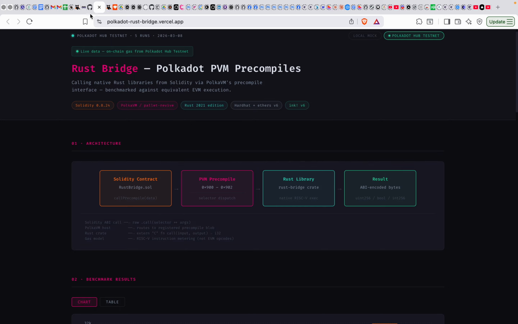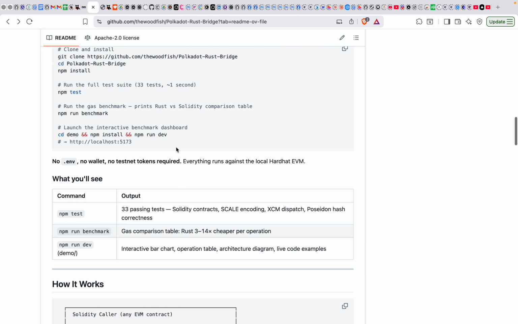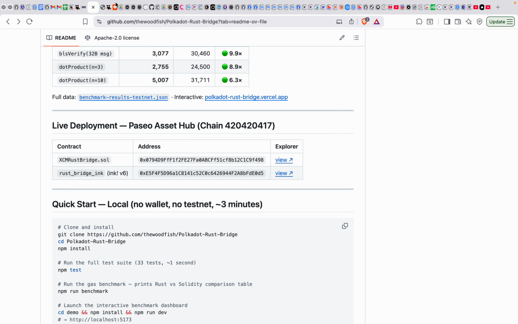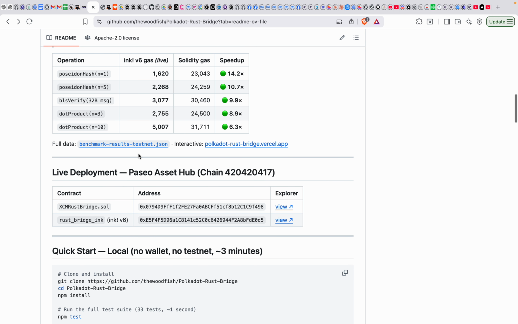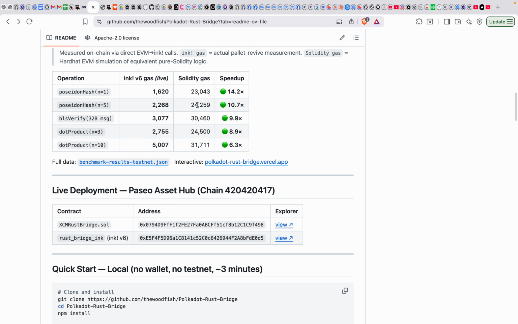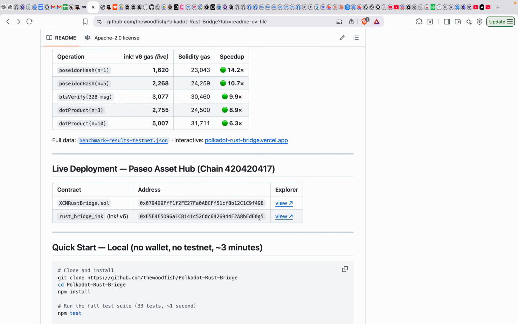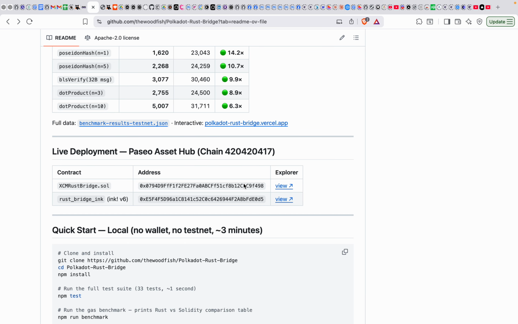Now, here are the real numbers, measured live on Paseo Asset Hub. A Poseidon hash uses about 1,620 gas in Rust, and it is 23,000 in Solidity. That's a 14x reduction. BLS verification, for instance, uses 3,077 gas versus the 30,000 plus. That's nearly 10x. Both contracts are deployed right now on chain, and you can verify the transactions on Blockscout.